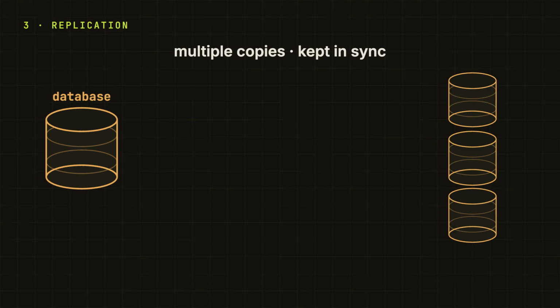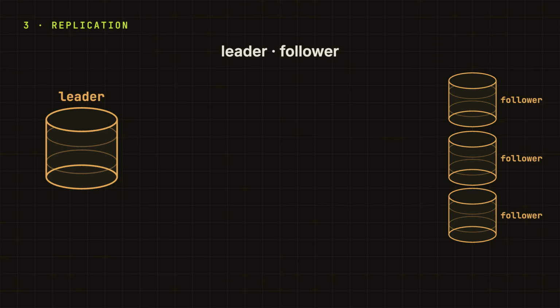Replication means keeping multiple copies of the database in sync. The standard setup, and know these words, is a leader and follower, sometimes called primary and replica. There is one leader, and it is the only one that accepts writes, creating orders, updating stock. And there are one or more followers, which are copies of the leader, and they handle reads.